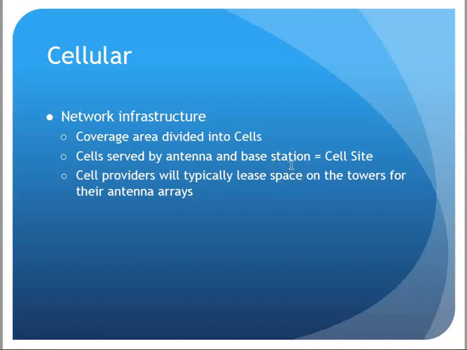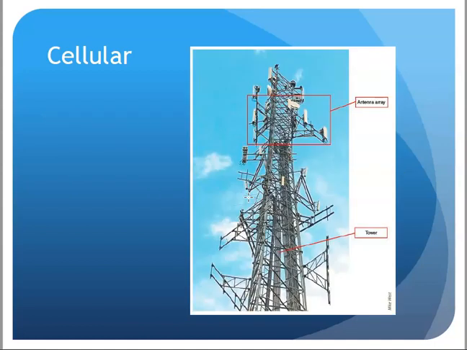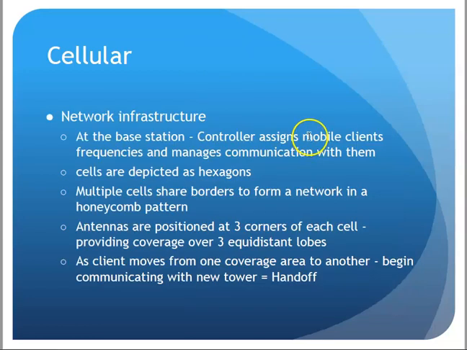The coverage area is divided into cells, hence the name cellular network. Each cell is served by an antenna and a base station, or cell site, and cell providers will typically lease space on a tower. So the tower might be owned by company A, and provider company B rents space on there to put their antennas, their antenna arrays, if you will. So the tower itself might be owned by company A, and these up here are owned by company B, and there might be other antennas owned by company C up there to provide service in an area.